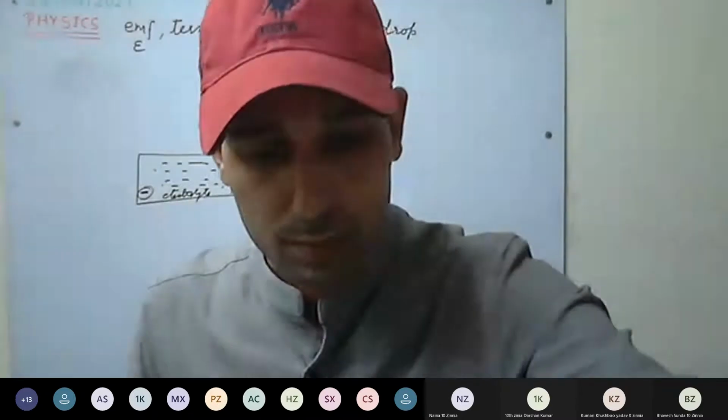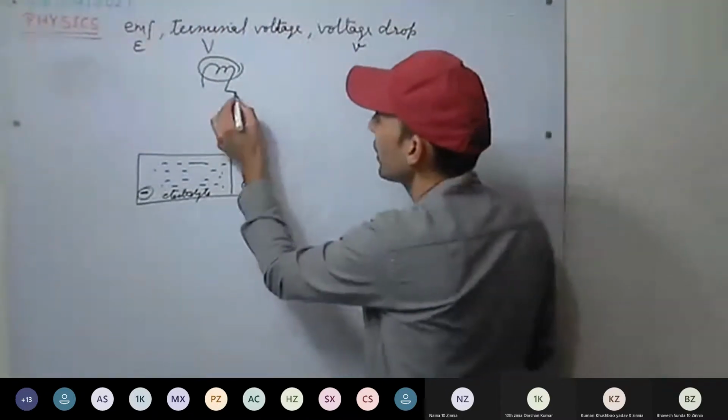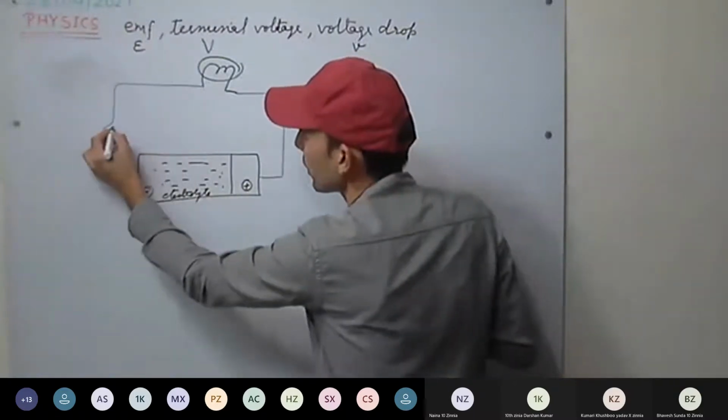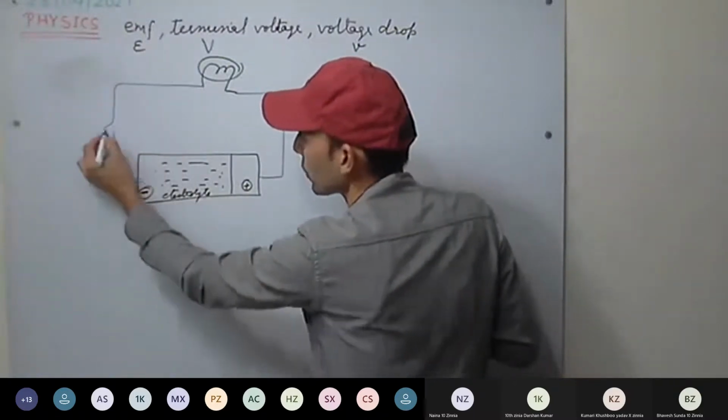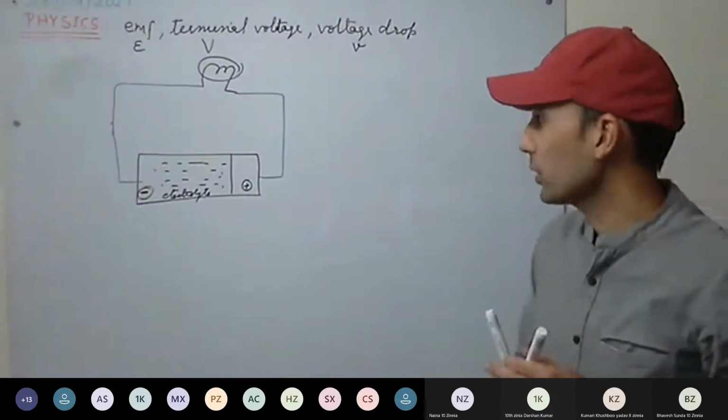And now for example, some bulb we have connected across it. And a switch is there, we have plugged the switch as well. So the circuit is closed.